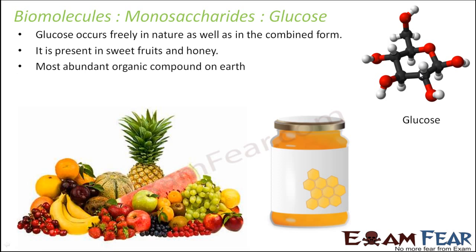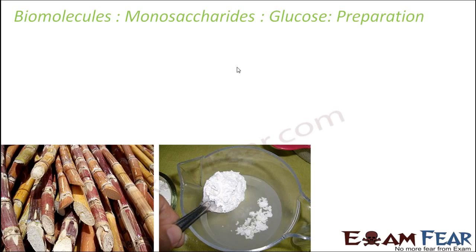Most abundant organic compound on earth. That is something important to note: glucose is the most abundant organic compound on earth. Now let us see the preparation of glucose. How do we prepare glucose?